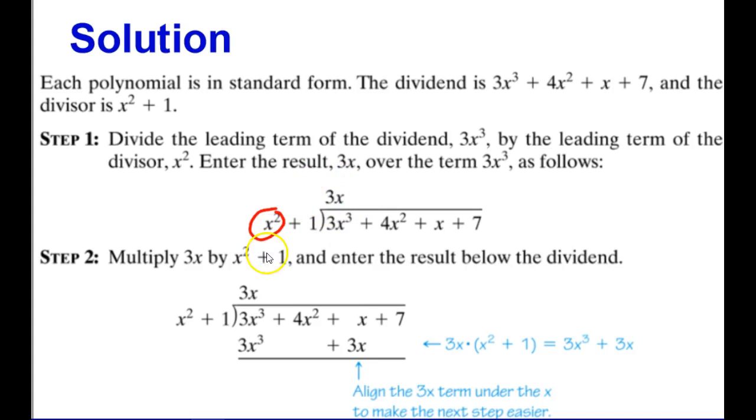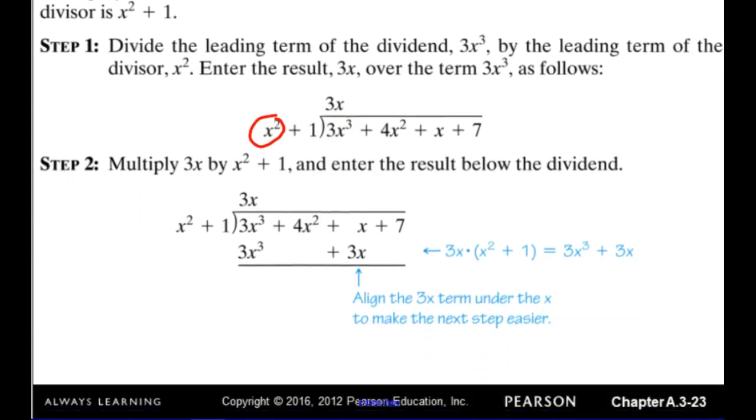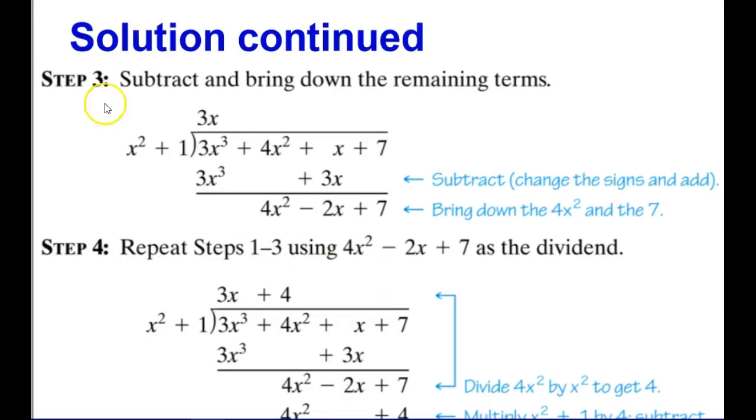Now I multiply that out and enter my results down here. But I want to keep things in the right order. So I end up with my 3x cubed. I did not have an x squared term, so I'm going to leave that there. And then I've got my plus 3x. As we saw here, I'm going to just subtract now and write down what I have.